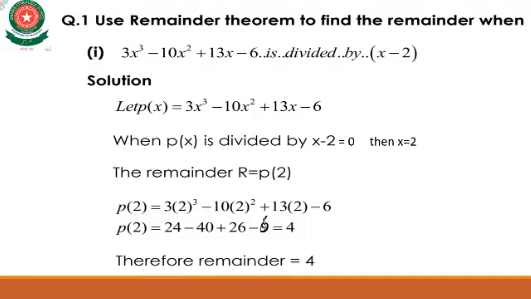Our question was to find the remainder of this expression when the polynomial p of x is divided by x minus 2. When this is divided by x minus 2, the remainder will be 4. Hope you understand this. Let's move to the next question. Beta, if you have any question, note it. I will discuss your problems and questions at the end of the lecture.